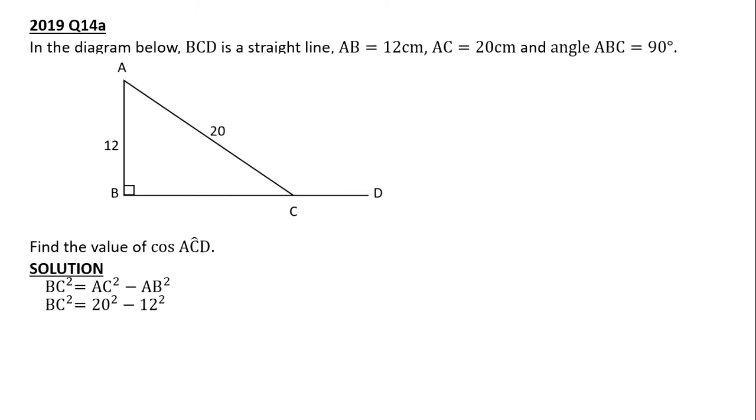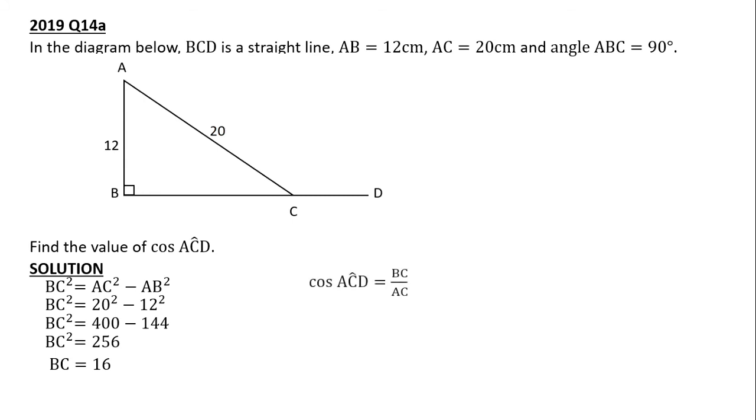20 squared is the same as 400. 12 squared is the same as 144. So we are saying BC squared equal to 400 minus 144. Our BC squared is equal to 256. To find the value of BC, introduce the square root on both sides. Our BC is equal to 16 centimeters.